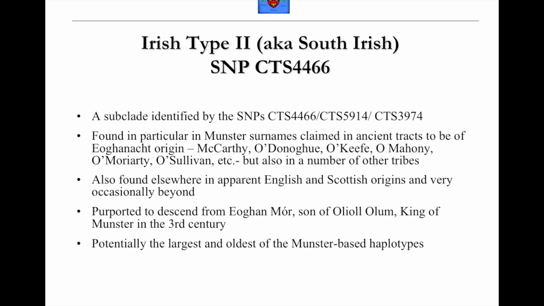But of course we have to take account that there were always, even in the first millennium, people going to and fro across the Irish Sea. There were all sorts of invasions one way or the other, so there are many explanations. They're purported to descend in the ancient genealogical tracts from Owen More, the son of Ailill Olum, who was the king of Munster in the 3rd century. And this is where they got the Eoghanacht name from. This is probably the largest of the 3 haplotypes we've identified in Munster.